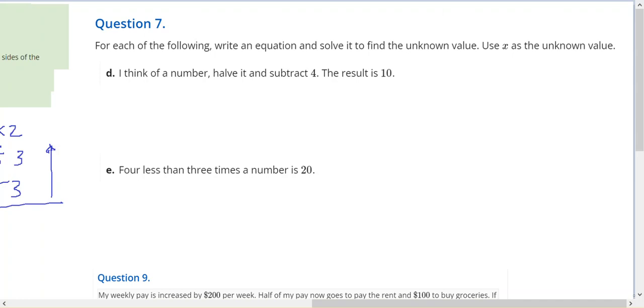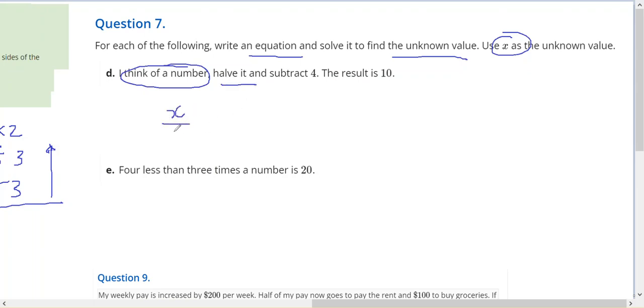Okay, some problem solving and reasoning questions out of 2D. Question 7D and question E. For the following, write an equation and solve it for the unknown value. Use x as the unknown value. Think of a number. So the number I'm thinking of is x.